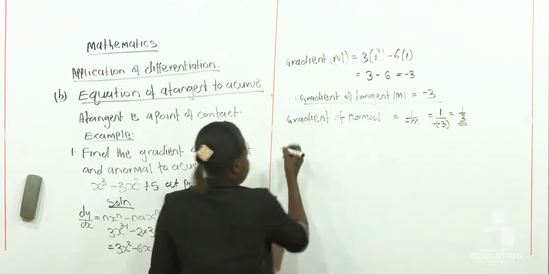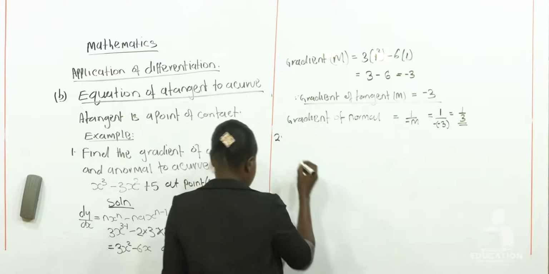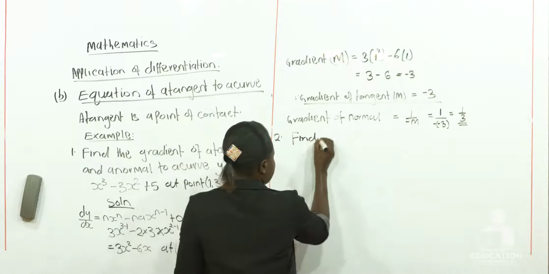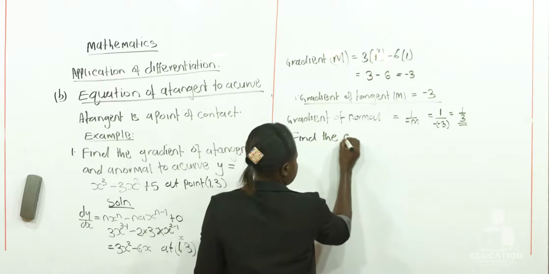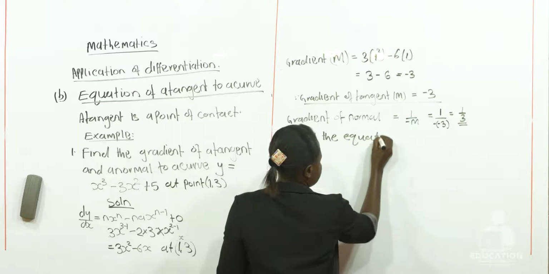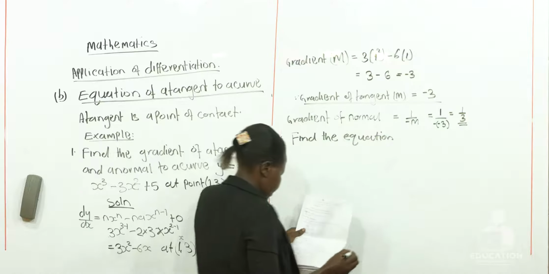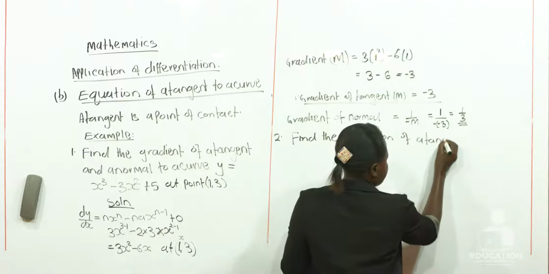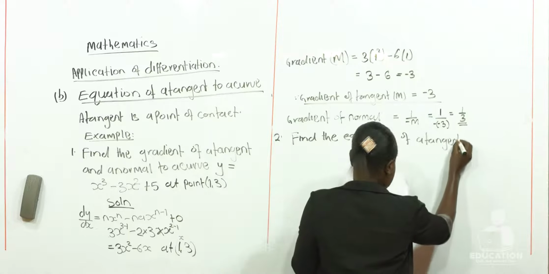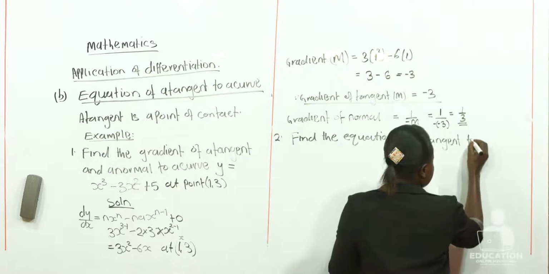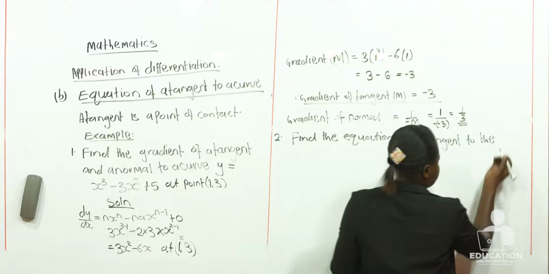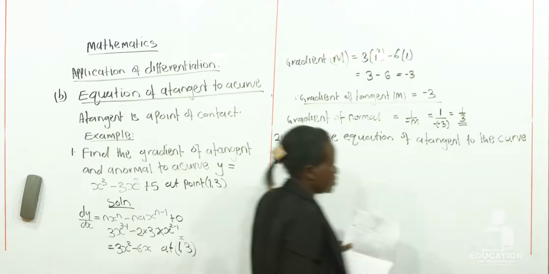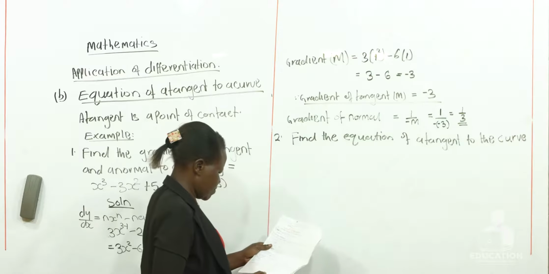And then we look at example 2. Example 2 says find the equation of a tangent to the curve.